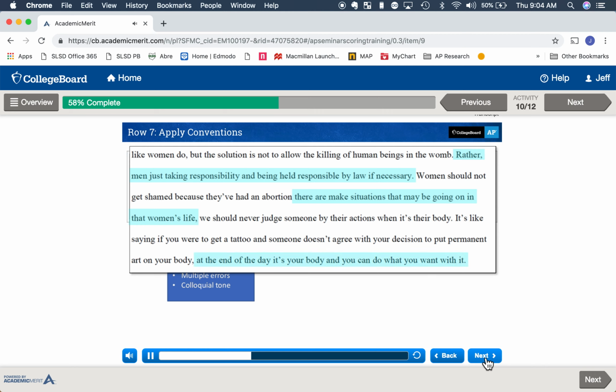The response lapses into a colloquial tone in the use of the tattoo analogy seen here, and overall the response ineffectively communicates when discussing the topic and does not demonstrate a control of language and construction appropriate for an academic audience.